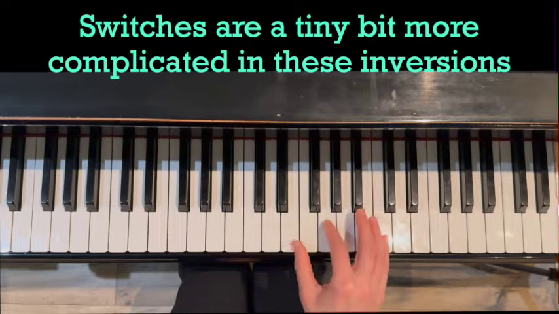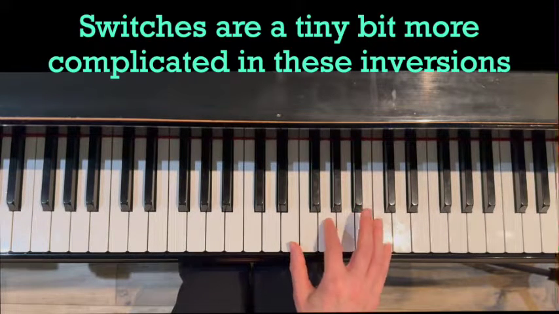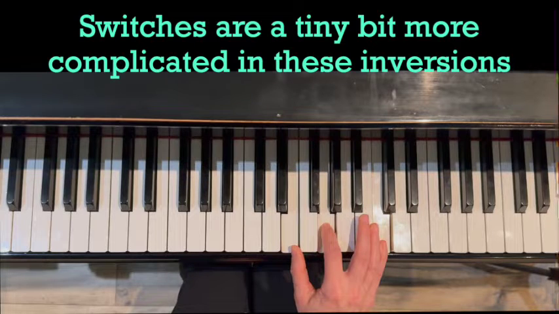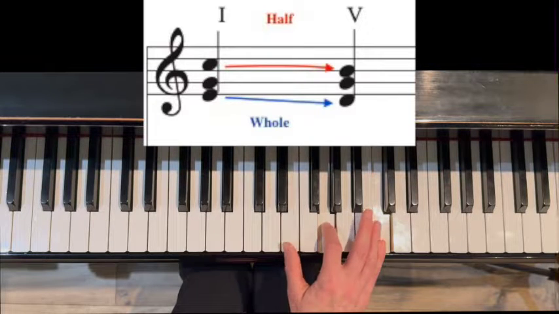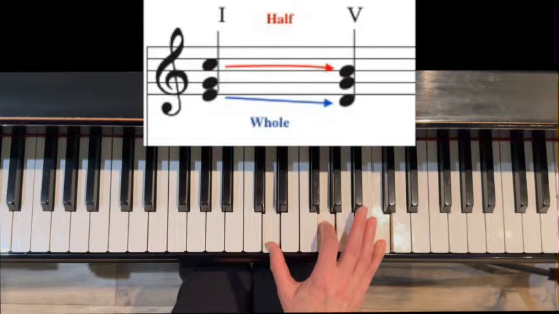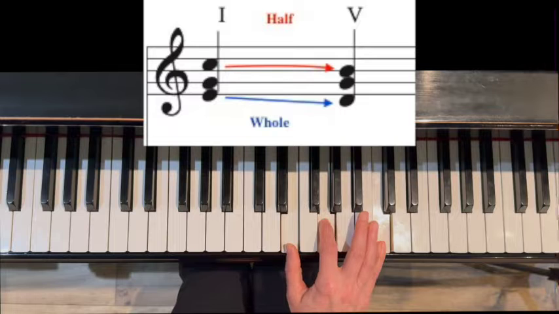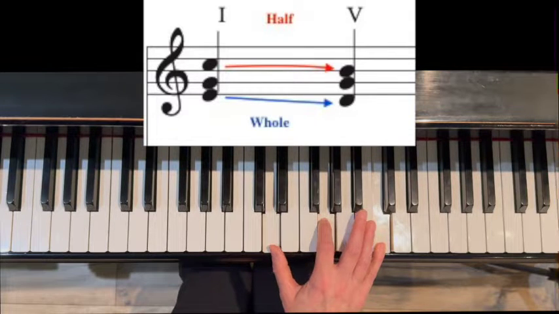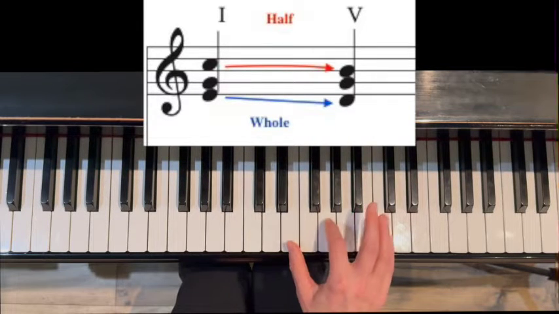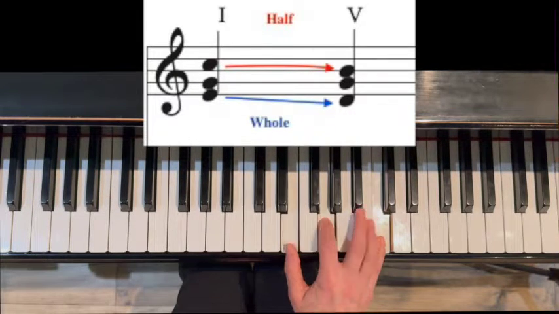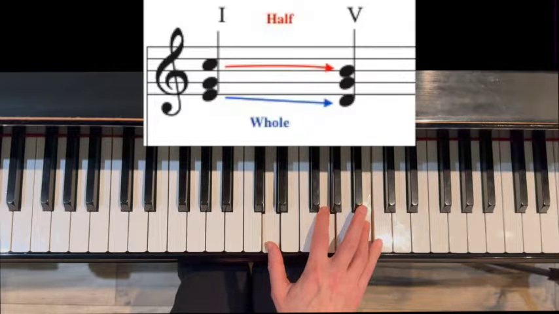This will be a little more tricky because there's some finger switching involved, but that's okay. Let's look at how the voices move. The bottom note is going to move down, Mi to Re, E to D, a whole step on the bottom. And the top, C to B, Do to Ti, is a half step. Whole step on the bottom, half step on the top.